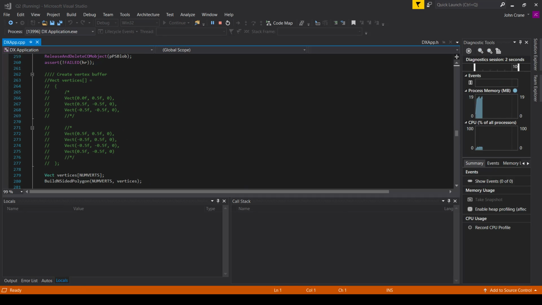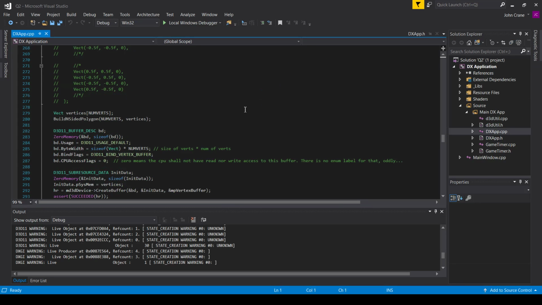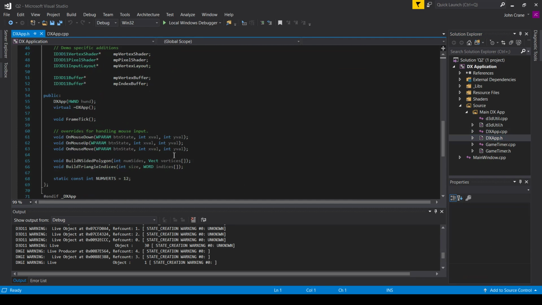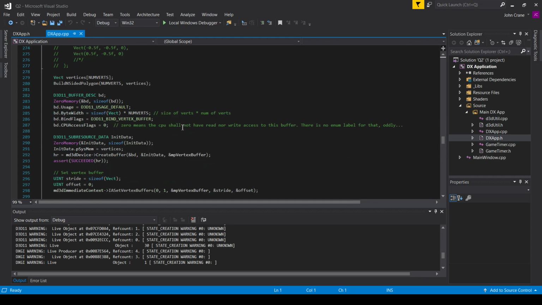As you can see, there's the shape. For my automated vertex buffer, I just do a vector array called vertices that takes in the num_verts, which is the constant you gave us, which is 12. I create it using this function, build n-sided polygons, which I'll get into in a second. Then for the byte width, I just multiply the size of the vector times the number of vertices.